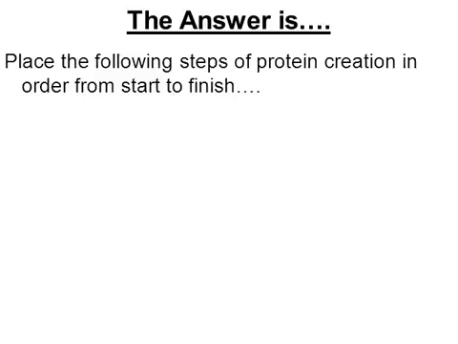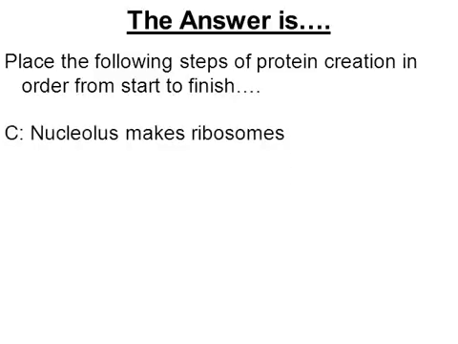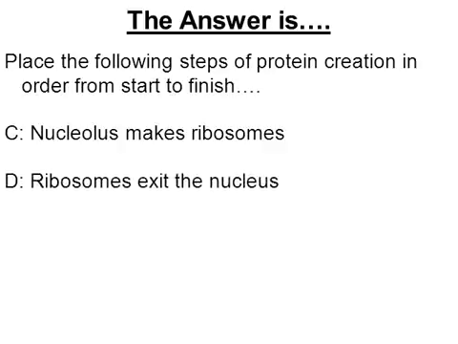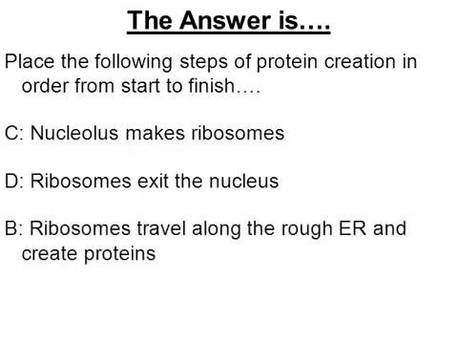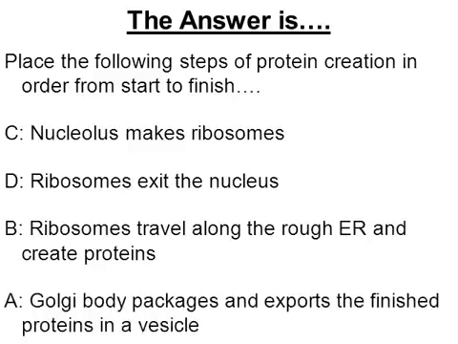So the answer is, I hope you chose step C first. The nucleolus makes ribosomes. And then I hope you chose D. Ribosomes will exit the nucleus. And then I hope you chose B. The ribosomes are going to travel along the rough ER and create proteins. And then finally, I hope you chose A, the Golgi body will package and export the finished protein inside of a protective vesicle. Let's move on.